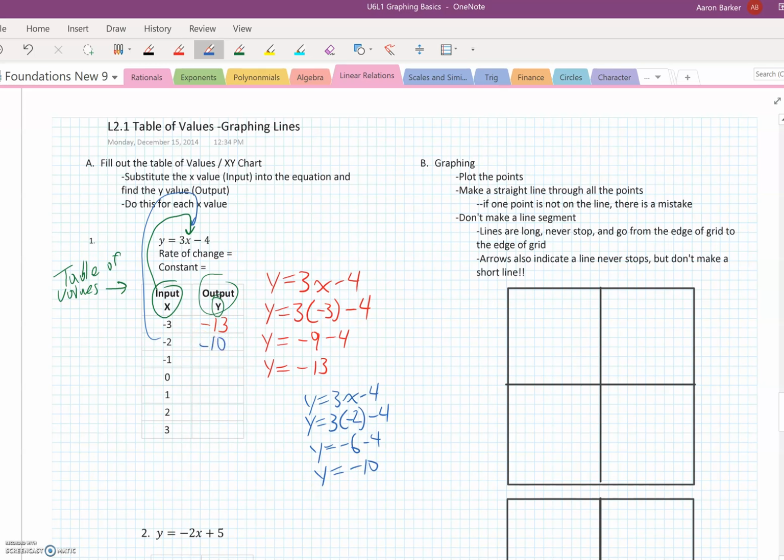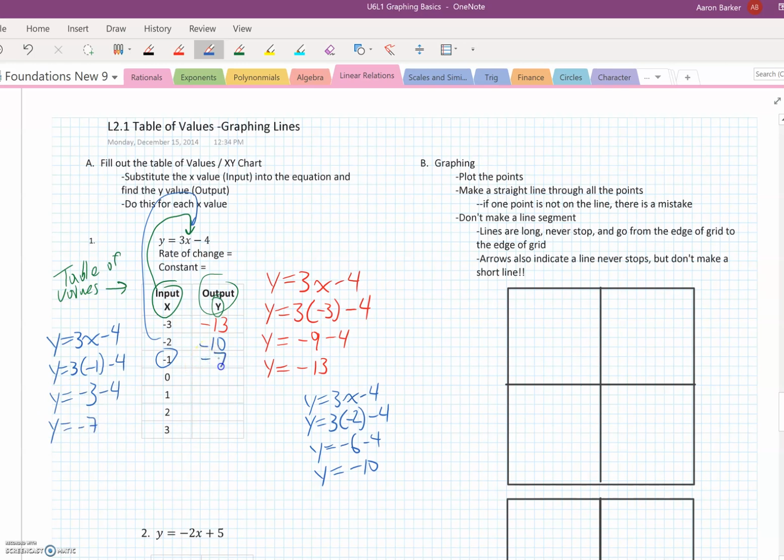So you can do it again for the next one. Here we have negative 1. Substitute that in. Y equals 3x minus 4. Yes, please take the time to do this little bit of work. This gets much more difficult in grade 10. You want to make sure this is solidified in your brain. And y equals negative 7.